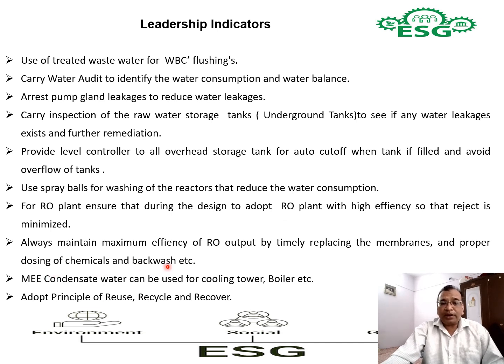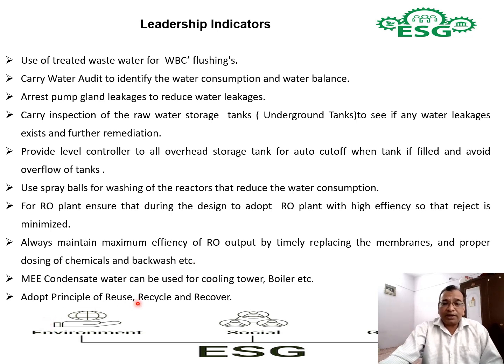Then always maintain maximum efficiency of RO output by timely replacing the membranes and proper dosing of chemicals and backwashes. This has to be done by the utility team. They have to treat the raw water RO plant very delicately. You have to monitor and see that efficiency is always maintained. If you see that efficiency is decreasing, then you have to take preventive, proactive measures so that the efficiency of the RO is maintained.